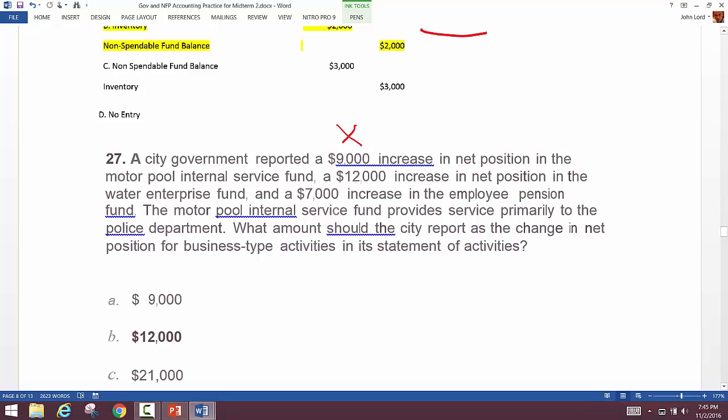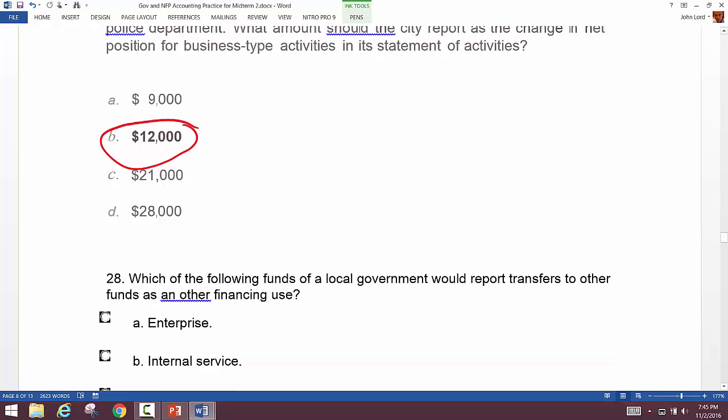The 12,000 increase in net position in the water enterprise, yes, right? We're going to pick up that one. How about this employee pension? That's a fiduciary fund, right? See how easy this test is? Piece of cake, right?